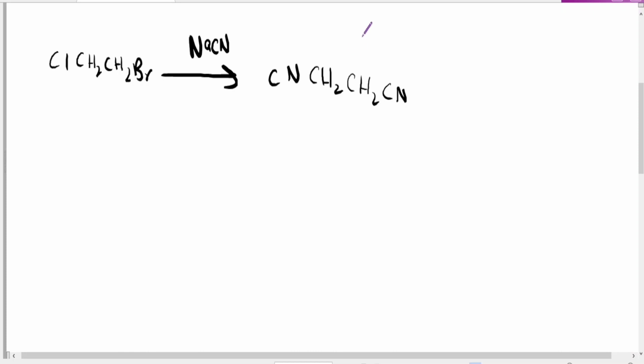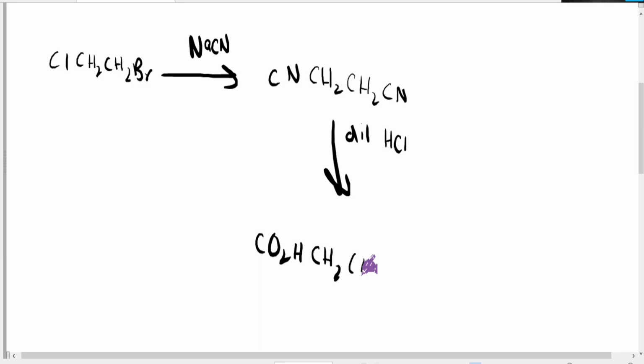And let's say that this compound undergoes hydrolysis. What are the conditions? Dilute HCl and heat under reflux. So what you get is CO2H, CH2, CH2 and CO2H. The cyanides get replaced by carboxylic acid groups.